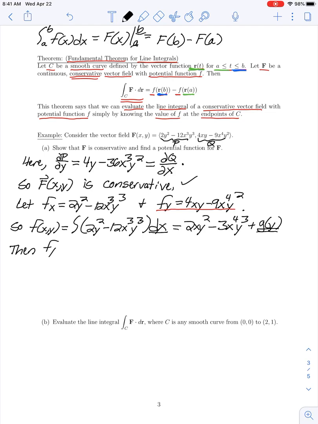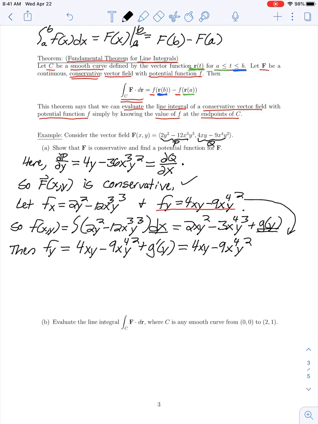if we take the partial derivative of f with respect to y for the function that we just found, we would have 4xy minus 9x to the fourth y squared plus the derivative of this g of y function with respect to y, which we will call g prime. And we note that that must equal the value that we were given for the second component of our vector field. That is 4xy minus 9x to the fourth y squared.